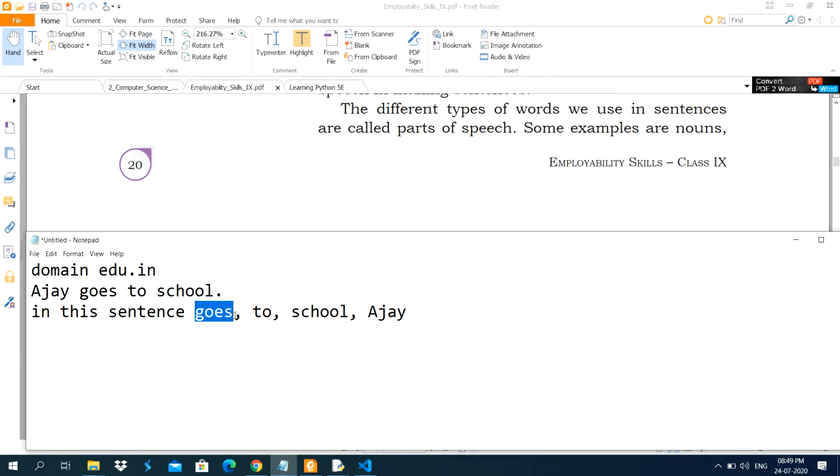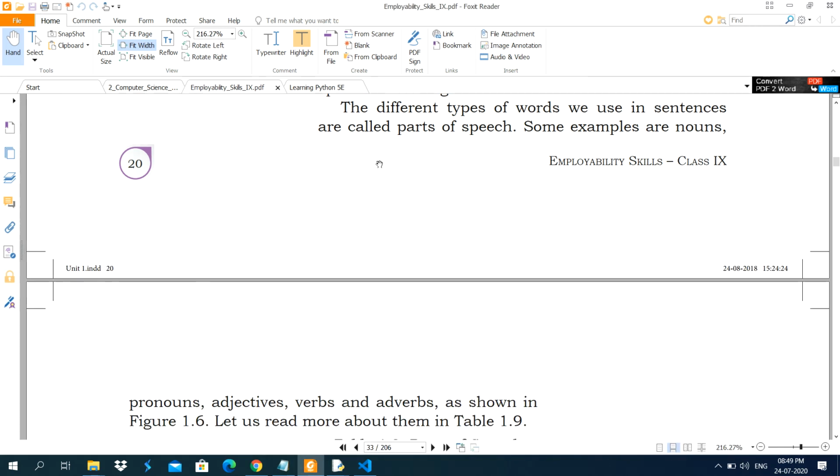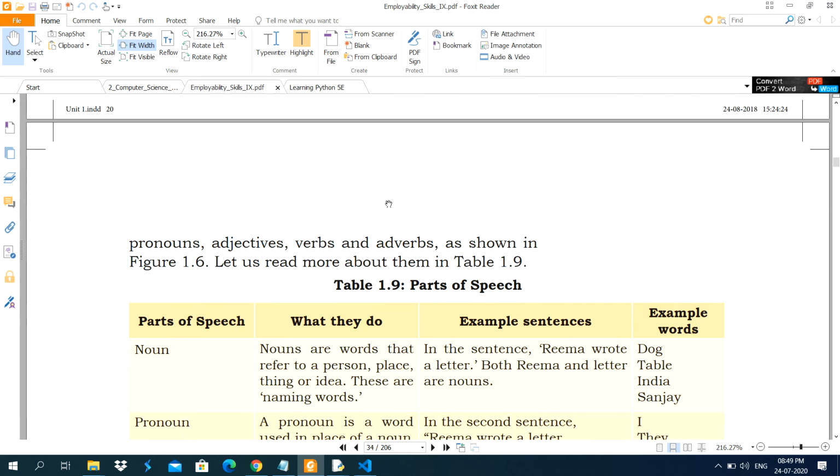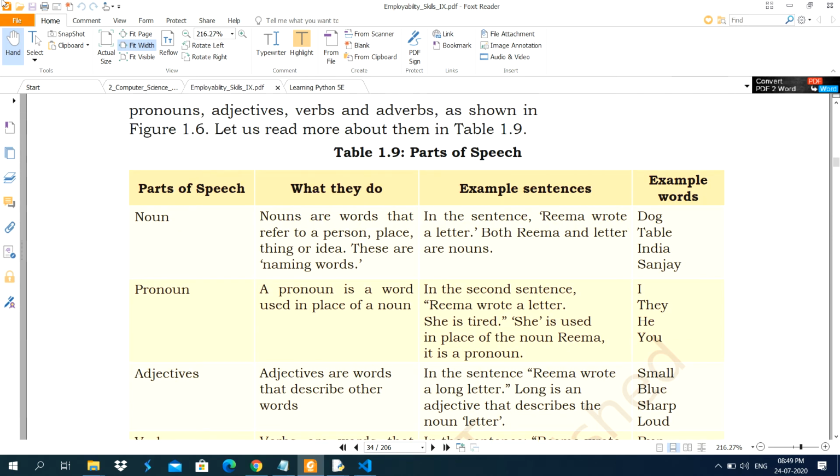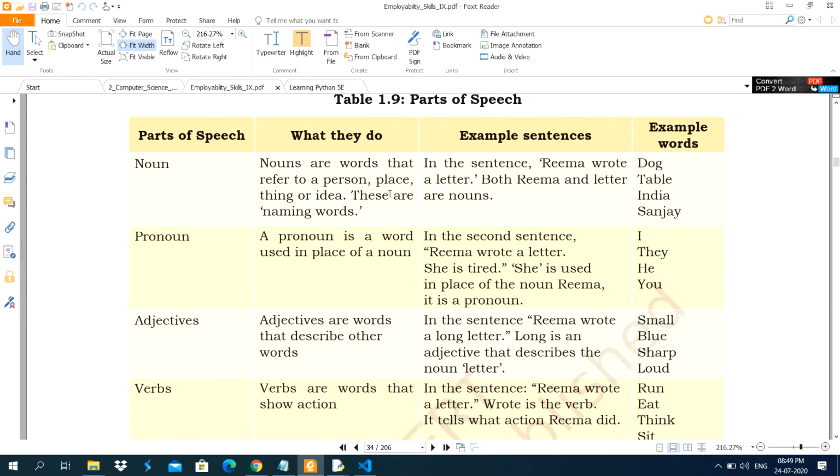Here, goes is a verb. School and Ajay are nouns, and to is a preposition in this sentence. In this way you can justify the meaning of the sentence. There are some rules and examples based on parts of speech.